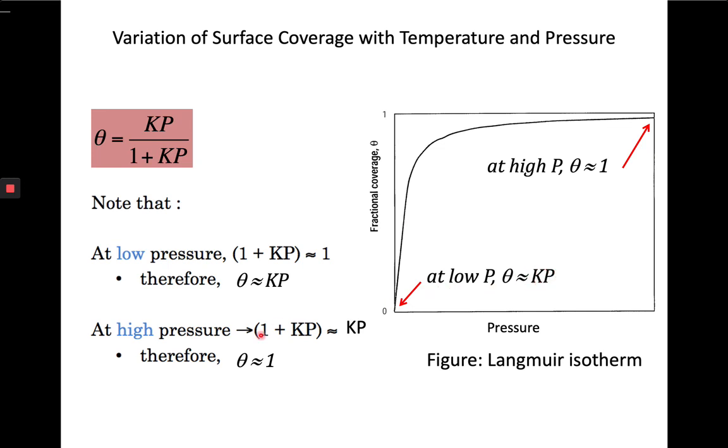Meanwhile, at high pressure, the denominator 1 plus Kp equals Kp. Therefore, theta equals Kp over Kp, which equals 1. As shown in this figure, at high pressure the adsorption is saturated, which is theta equals 1. That means all the surface sites are fully occupied with monolayer adsorption. As mentioned before, Langmuir is limited to only monolayer. That's why the plot shows a plateau at high pressure.